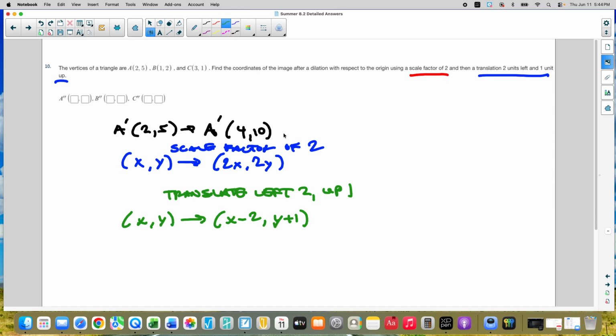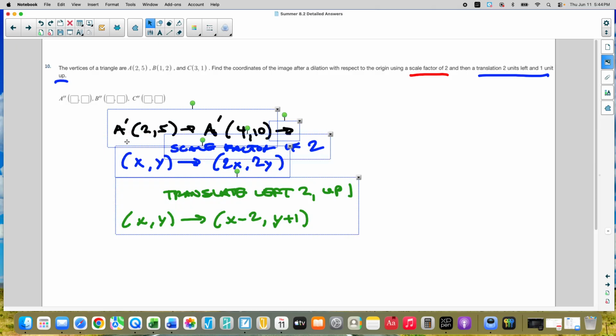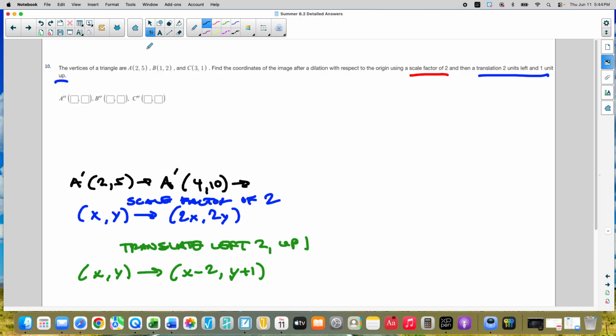Now here's our new point, and we are going to turn that into, let's move this stuff down a little bit so we can write our answers later. So we're going to subtract 2. So A double prime is going to be 4 minus 2, which is 2, and 10 plus 1, which is 11. So A double prime is going to be 2 comma 11. And then we can do the next value. We can take our B value. So our A value, no, that shouldn't be prime. That should just be A, I mean. So our B value is 1 comma 2.